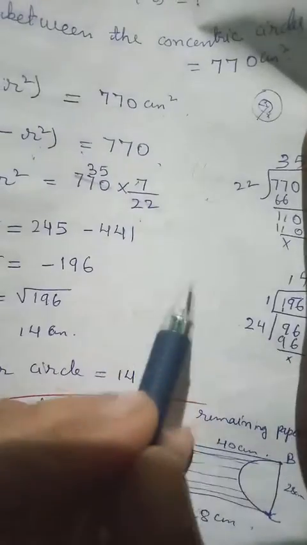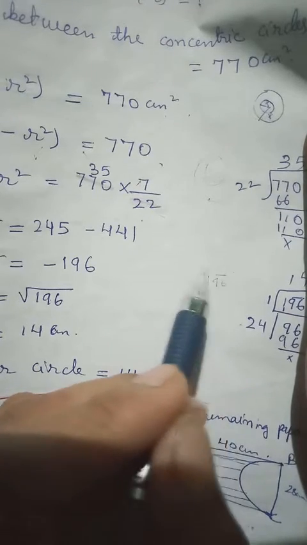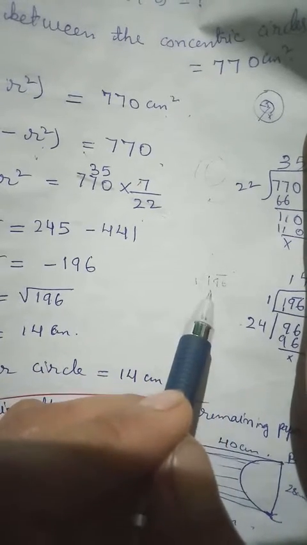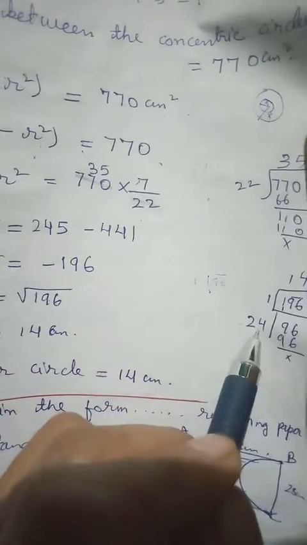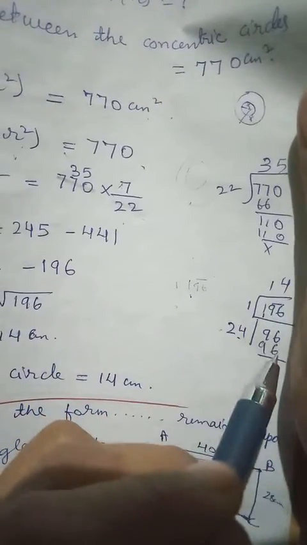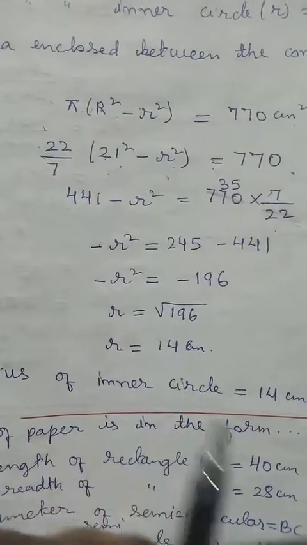To find the square root of 196, you can use the long division method. 1 into 1 is 1, we have to go with a perfect square. Then 96, 1 plus 1 is 2, so 24 into 4 will be 96. So that is how we get the inner radius to be 14 cm.